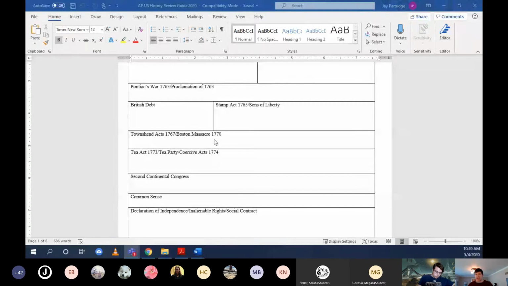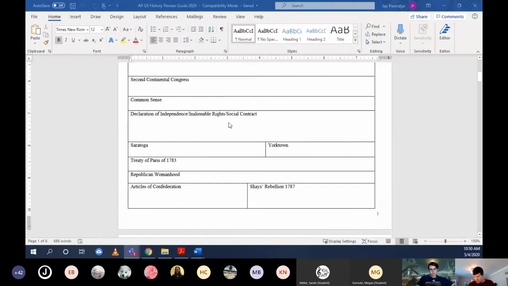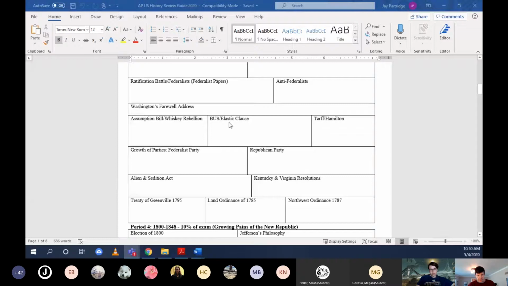So the British debt issue, we're going to pay back all our debt. In fact, their debt was like 2.5 times the size of their economy, which was just massive because they had to pay back in gold. And the British debt then would directly lead to the Stamp Act, Townshend Acts, Tea Act, and the American Revolution.